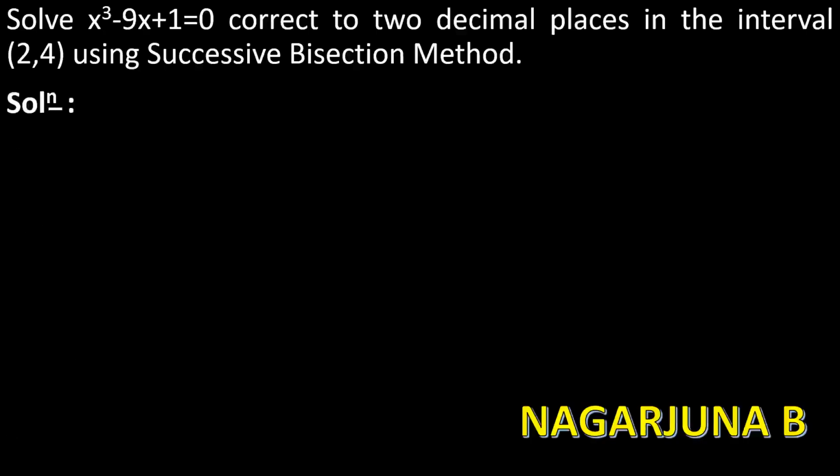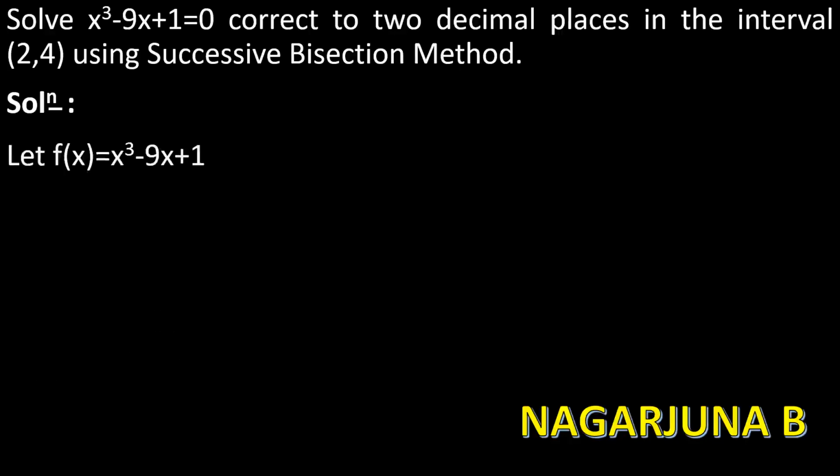Solve x cube minus 9x plus 1 is equal to 0, correct to two decimal places in the interval 2, 4 using the successive bisection method. That means we need to find a root which is correct to two decimal places. That means after the decimal point, at least 2 digits should be the same, up to 2 decimal places in the interval 2, 4.